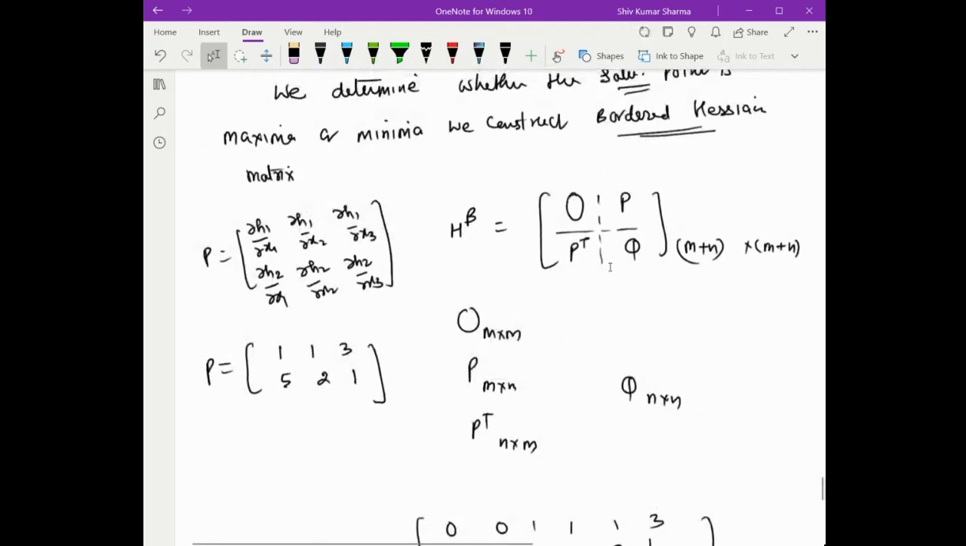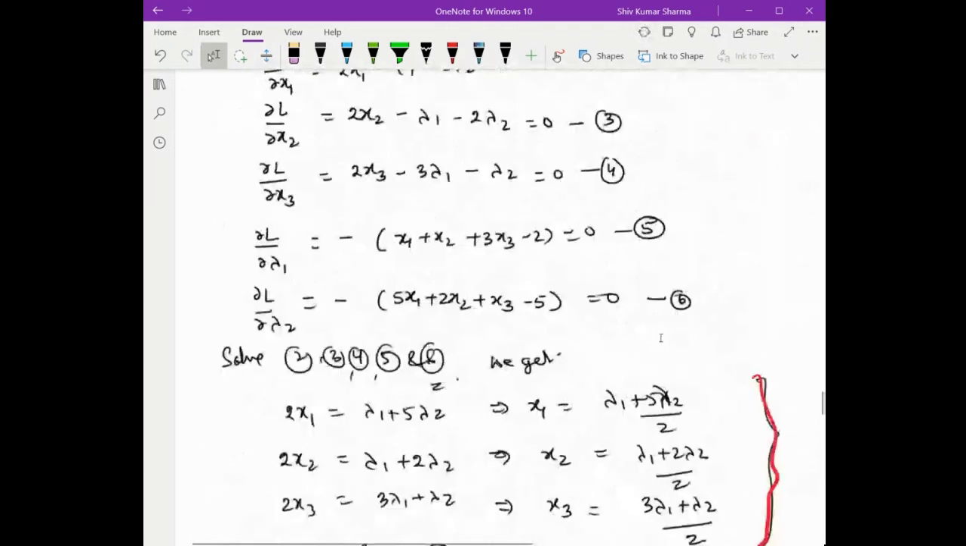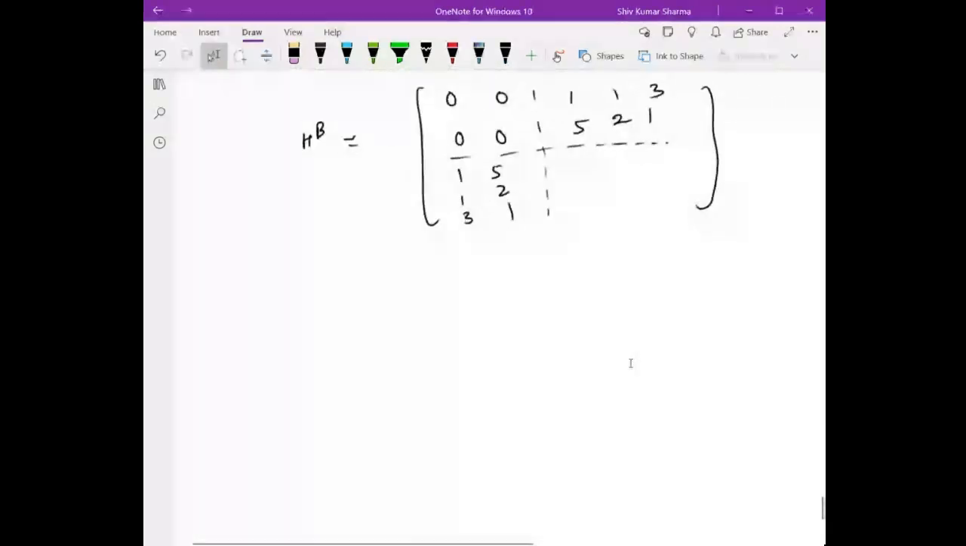Correspondingly, we differentiate Q. That means Q for second order: second order del square L upon del x1 square. Again we differentiate with respect to x1, so it gives us 2. And del square L upon del x1 del x2, there is no x2 term, so differentiation is 0, no x3 term, differentiation is 0. So we write as 2 0 0, and second is 0 2 0, and third is 0 0 2. So directly you can write.